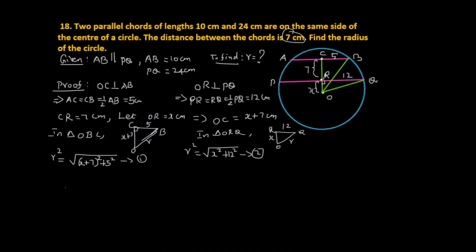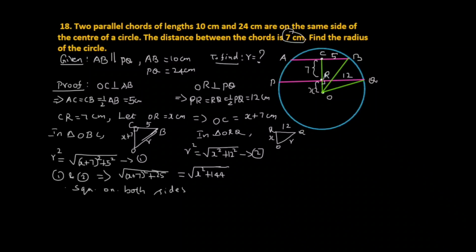Comparing equation 1 and 2, from 1 and 2, the left sides are equal, R squared and R squared, so we are equating the right hand sides. (X plus 7) the whole squared plus 25, 5 squared is 25, is equal to X squared plus 144. Then squaring on both sides, we can cancel the square root.